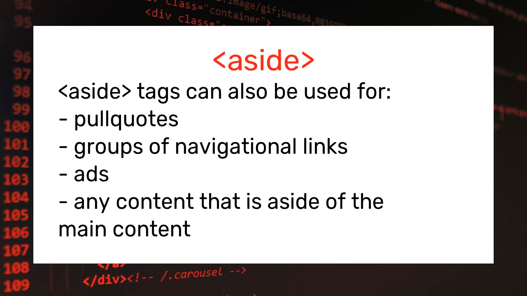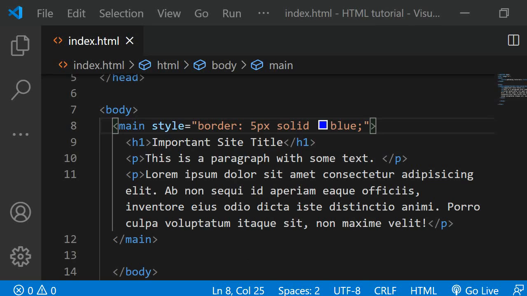Other examples of what the aside could be used for are pull quotes, groups of navigational links, and anything else that is aside of the main content, even including ads. Let's implement an aside together.